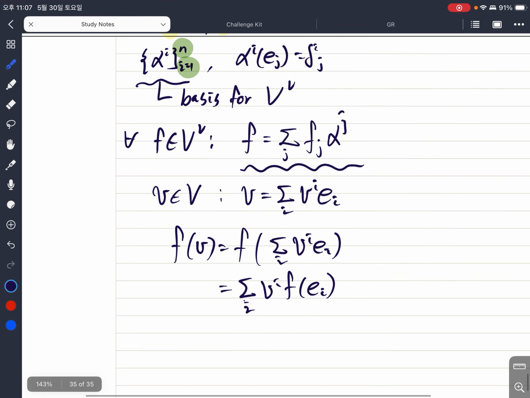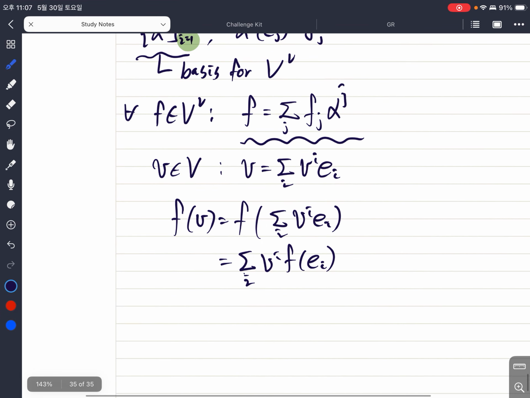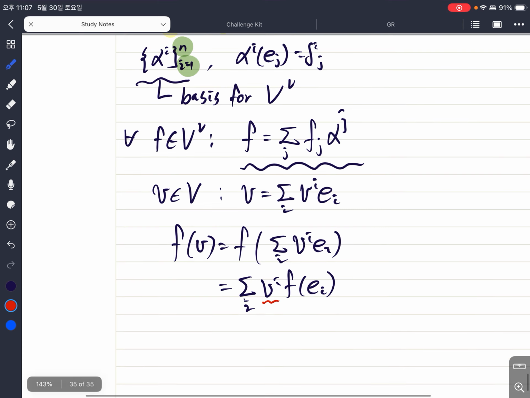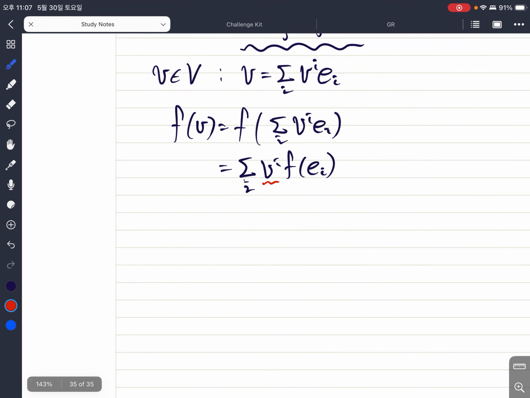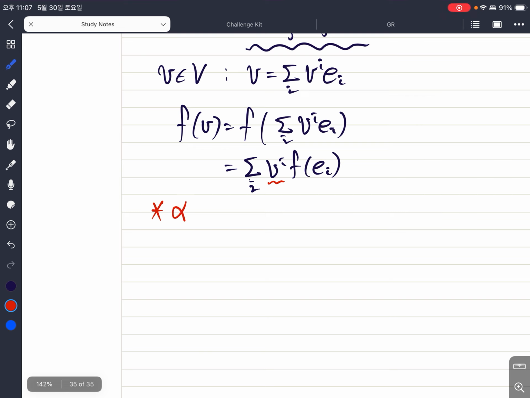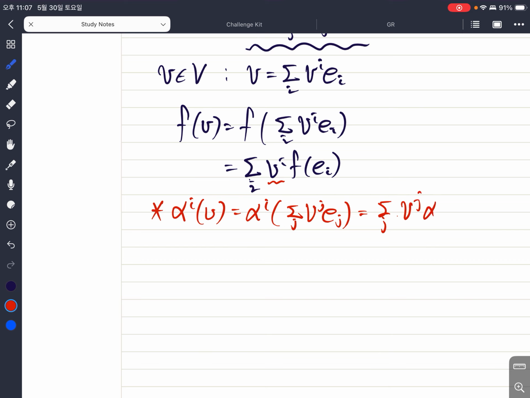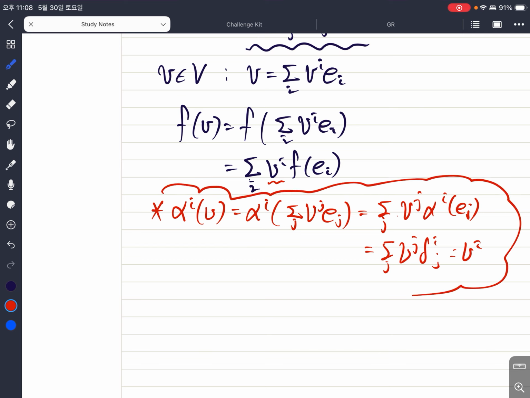And also we have to see, what is v^i? If we set alpha^i on v, then it is alpha^i of the sum over j of v^j e_j, then the sum over j of v^j alpha^i(e_j), but it is nothing, just v^j delta^i_j, then it is v^i. So this means that alpha^i picks out v^i.